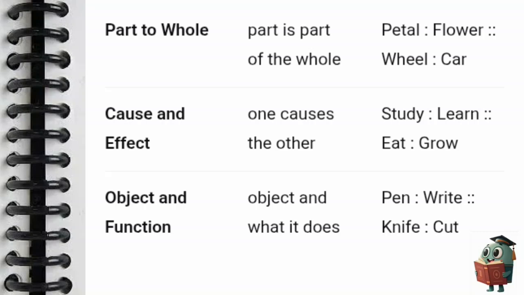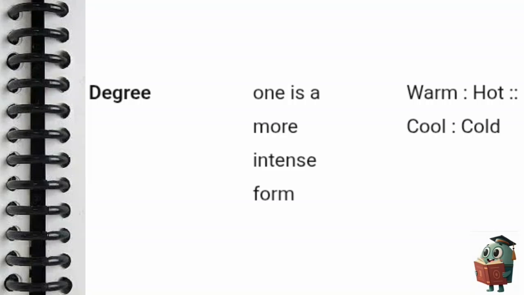Type: Object and function. Pattern it shows: object and what it does. Example: Pen is to write as knife is to cut. Type: Degree analogy. Pattern it shows: one is a more intense form. Example: Warm is to hot as cool is to cold.